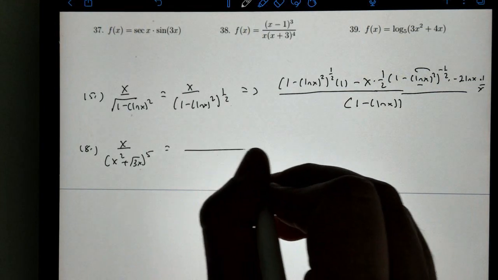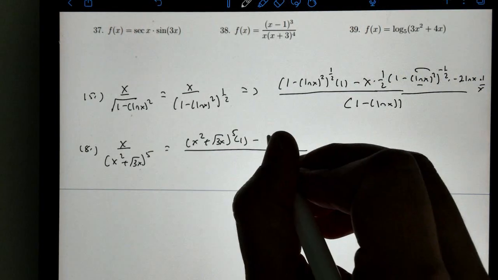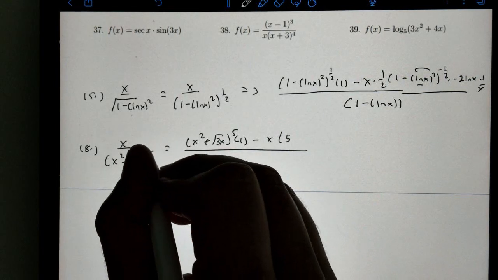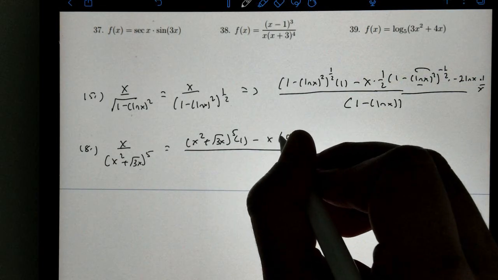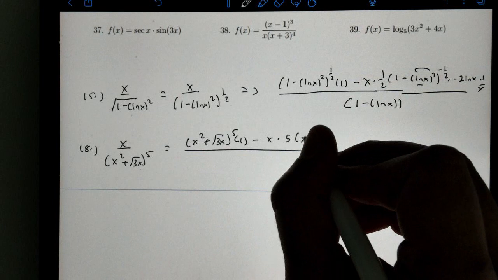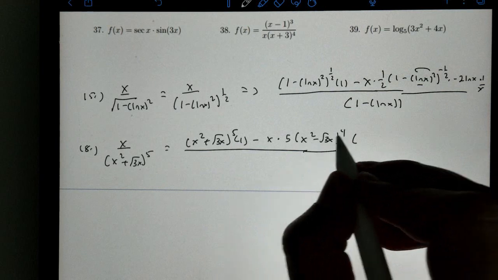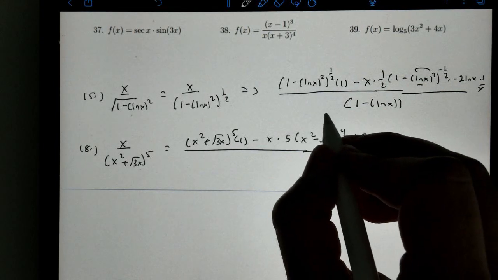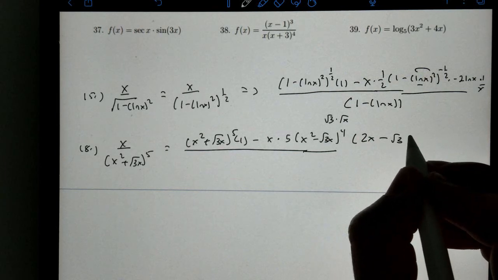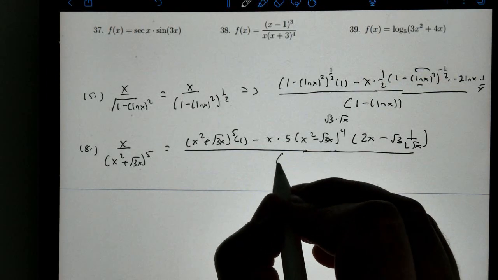Low, d high minus high, d low becomes, use your power rule here, chain rule, 5, let me put this as a parenthesis here, a dot instead, might look a little better, times x squared minus root 3x to the 4th, derivative of the inside, we're going to get 2x minus, now remember, this is the square root of 3 times the square root of x, so that's just minus the square root of 3, 1 over 2 root x, right there, all over the bottom squared.